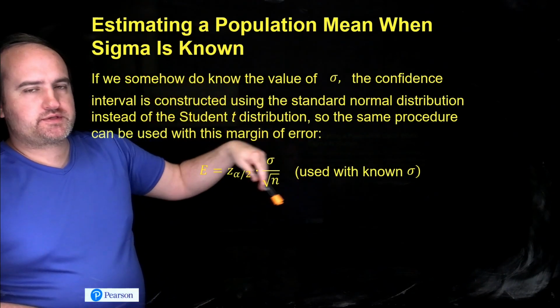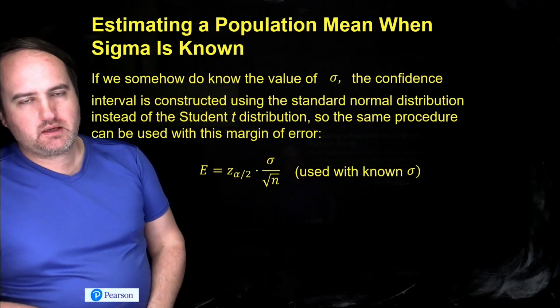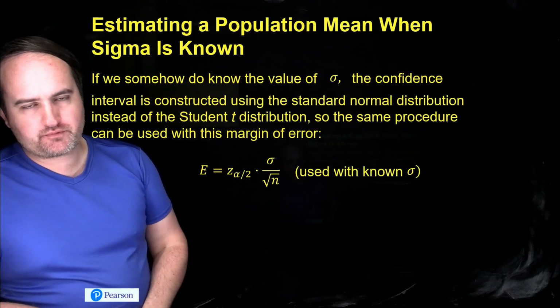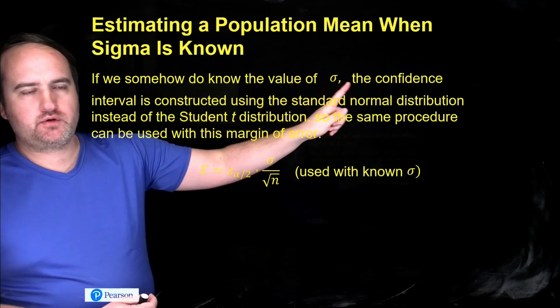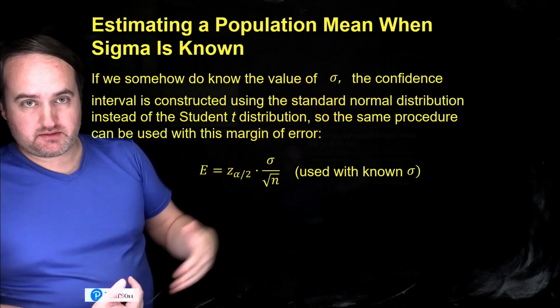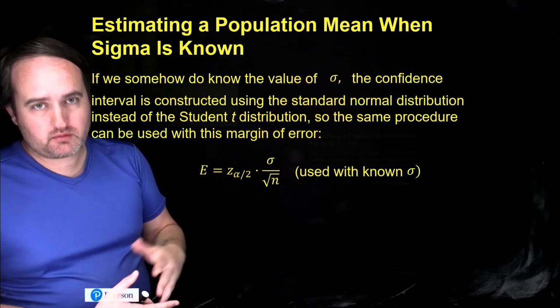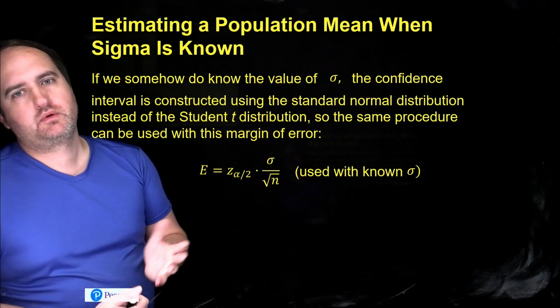We're not going to do this in our class because it's such a rare case that it's not really useful in the real world, because, like I said, if you know sigma for the whole population, you've probably done a census, so you also probably know mu. So then why estimate mu if you know exactly what mu is?